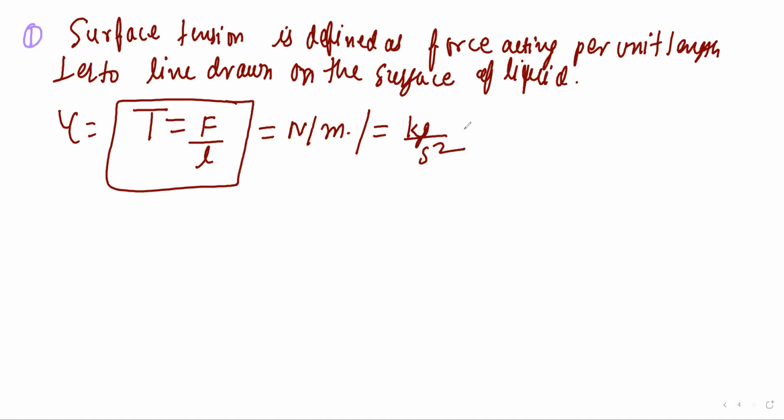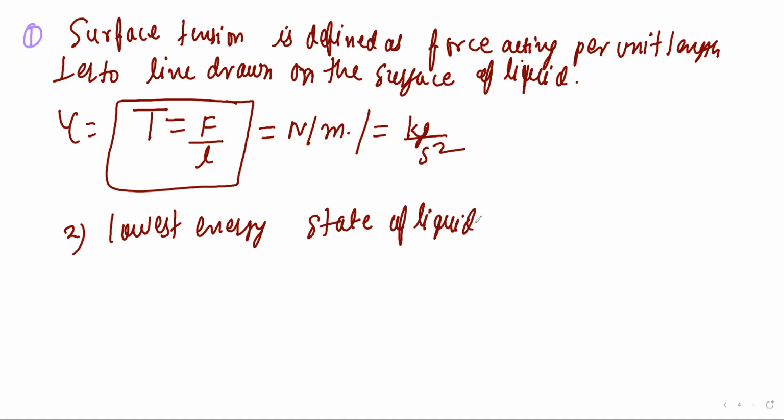The lowest energy state of the liquid will be when the surface area is minimum, right? So when surface area is minimum, at that time surface tension will be minimum. Lowest energy state of liquid will be when surface area is minimum.